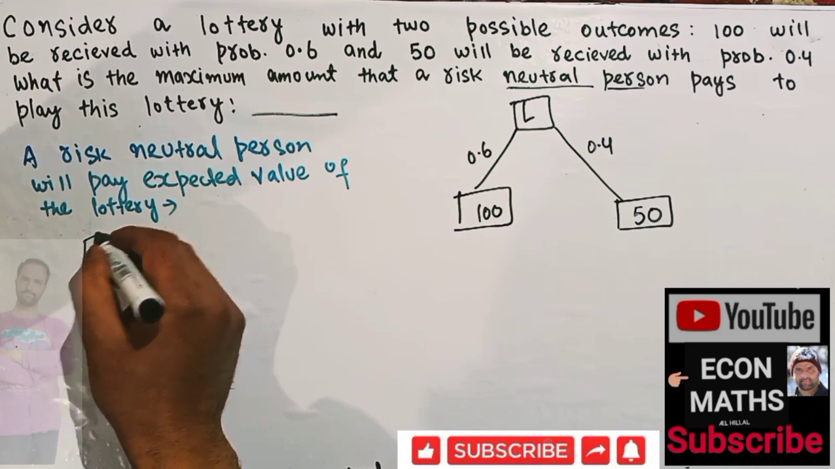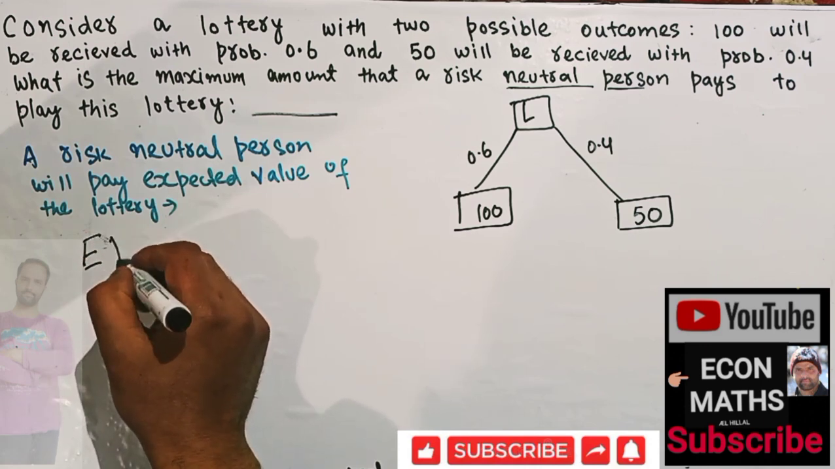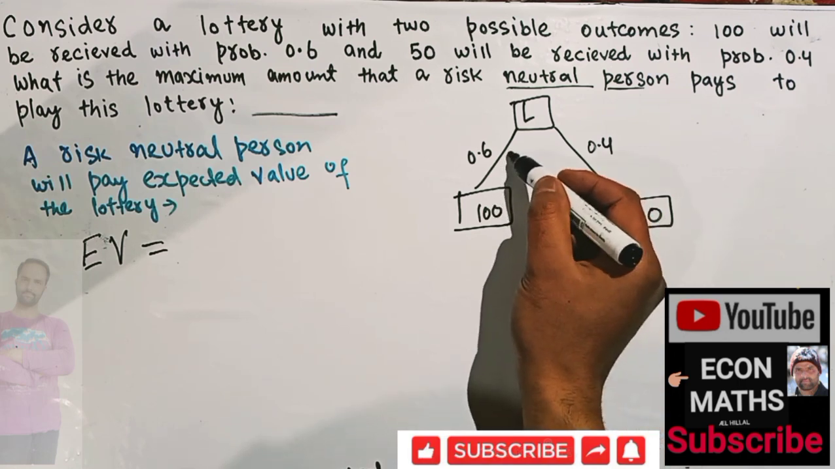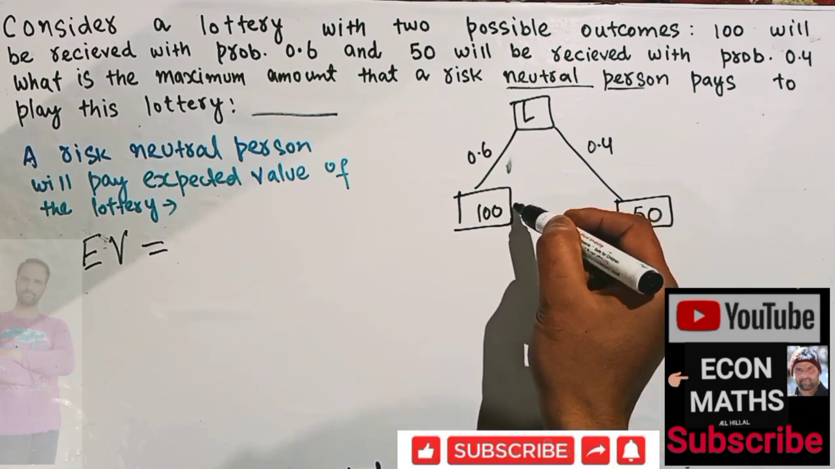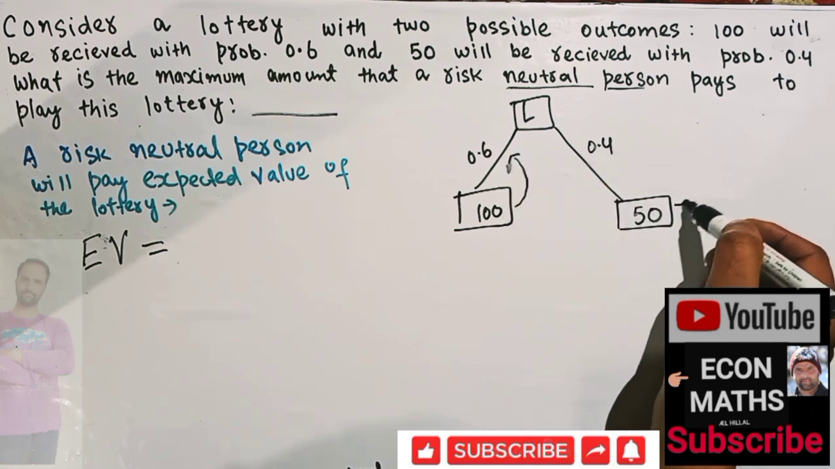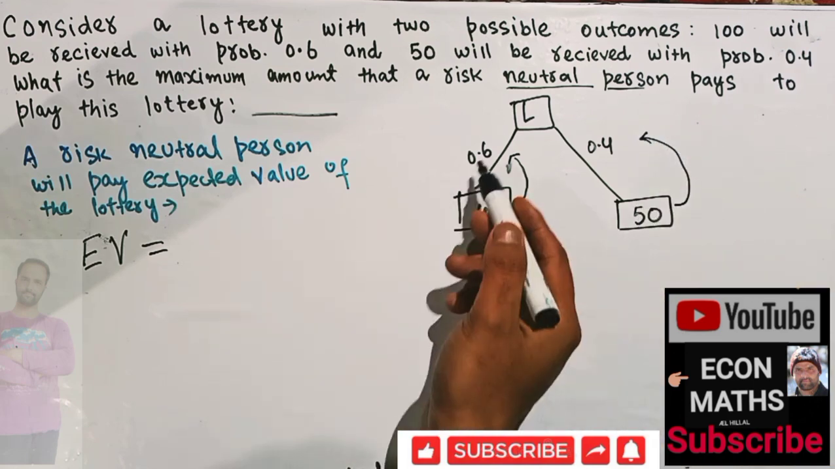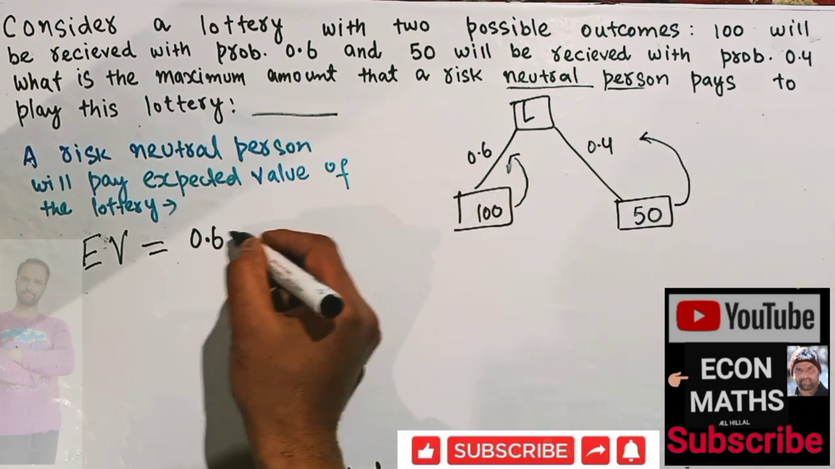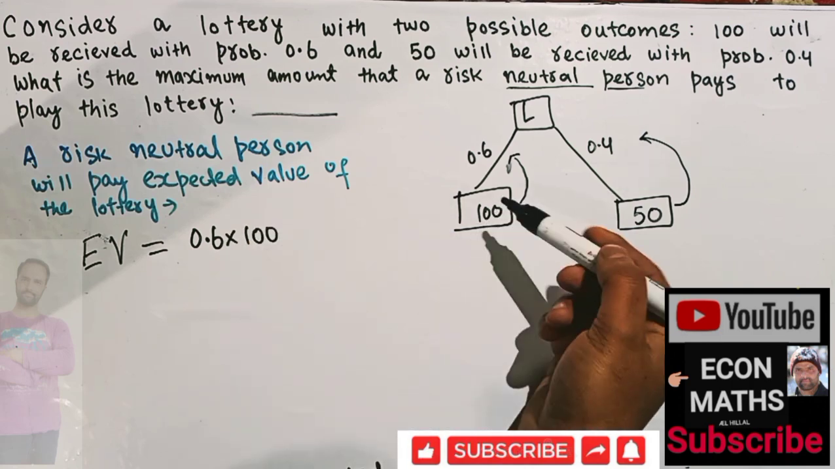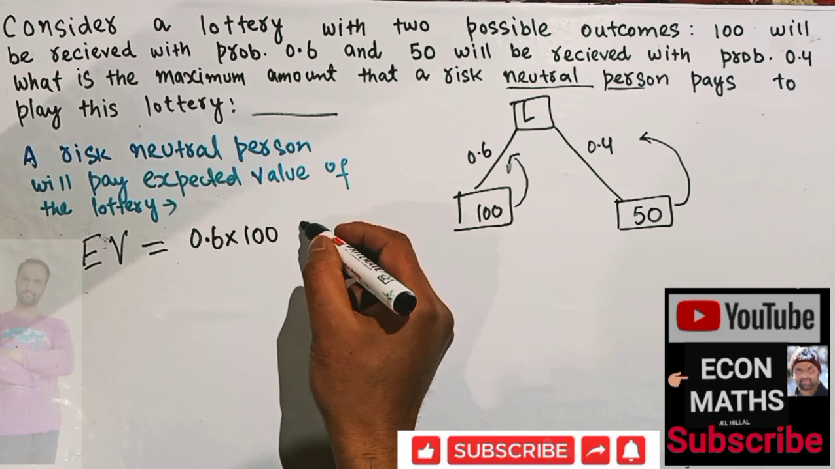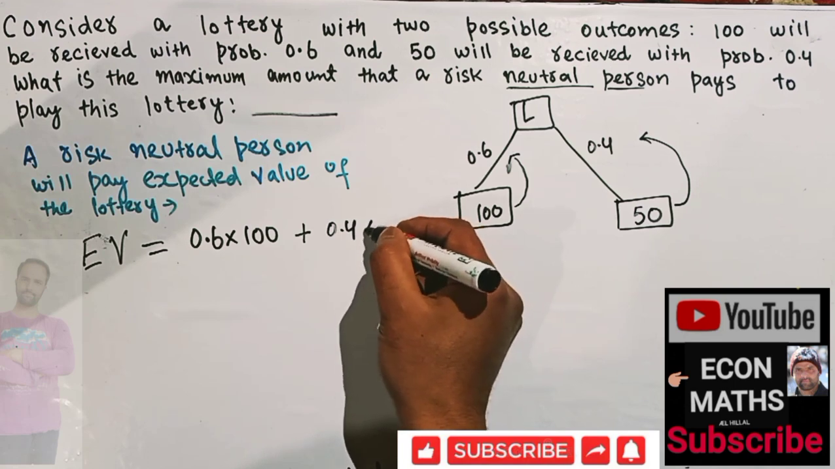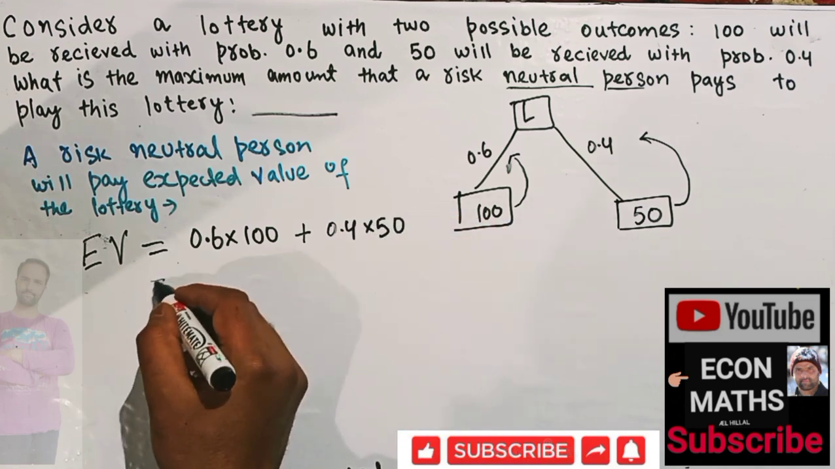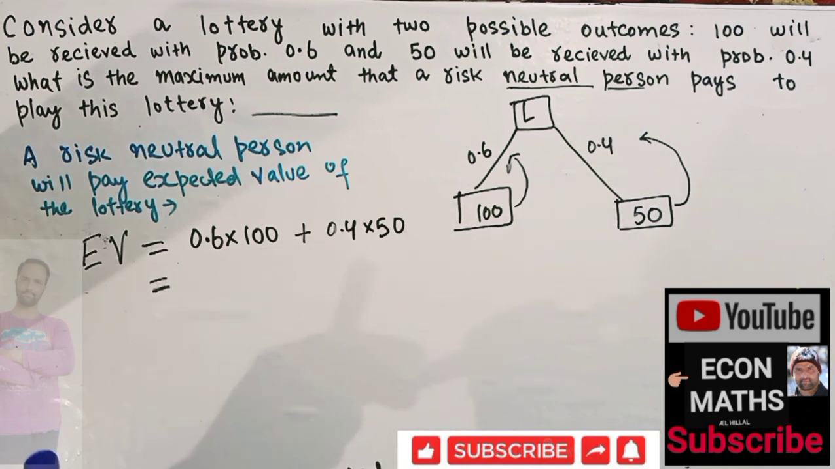And what is the expected value of the lottery? The expected value of the lottery is simply when we multiply each outcome with its corresponding probability and sum them out. So that means 0.6 into 100, and here we have 0.4 into 50. This is the amount of money that a risk neutral person will be willing to pay to play this lottery.